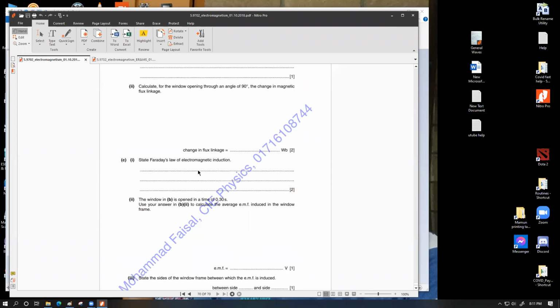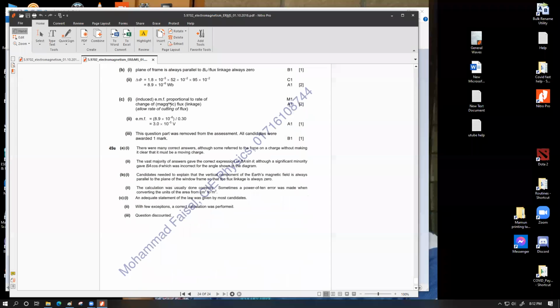So Faraday's law of electromagnetic induction. You mentioned that. You know how to write this up. Then it says the window is opened in a time of 0.30 seconds. So this is what the time is. That 90 degree rotation happened over a duration of 0.30 seconds. Use your answer in B2 to calculate the average EMF induced in the window frame. That's pretty simple: d phi by dt. You calculate the d phi, you are given the dt, you divide them, you get the EMF. Plus or minus in this case would not matter. So this part is workable, doable. You find the flux linkage in Weber, divide by time, you get the voltage.